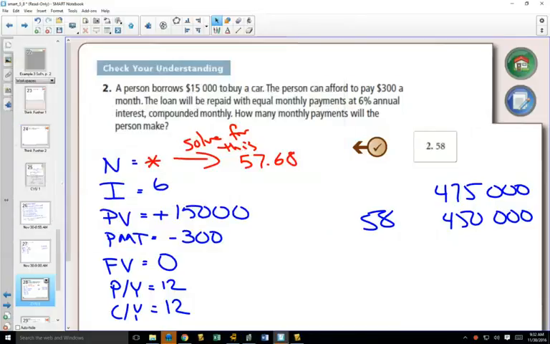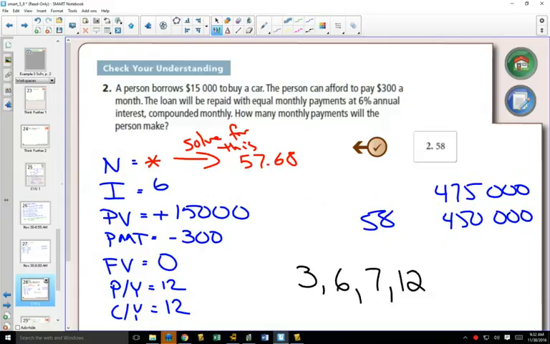Okay, the questions you can do for practice that can practice using this program and practice using the formulas. 3, 6, 7, and 12.